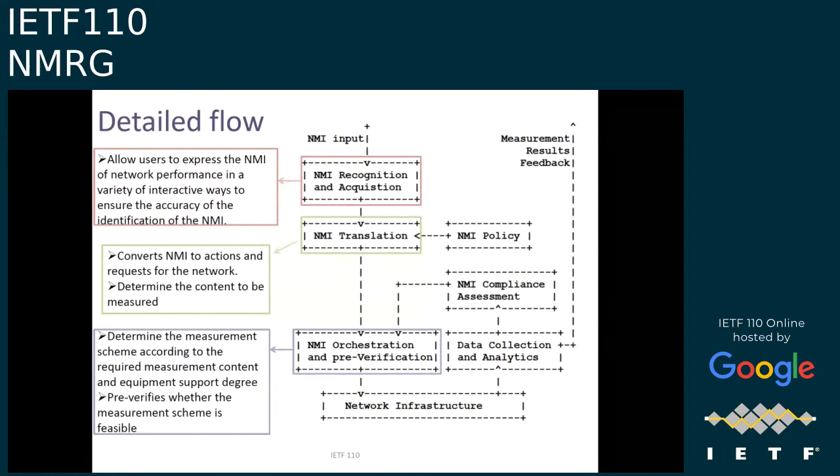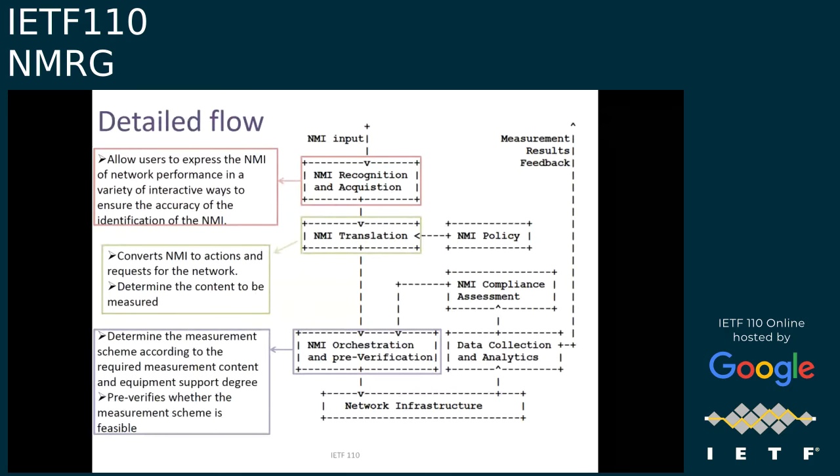The functions of each component are as follows. In NMI recognition and acquisition, NMI will be recognized by ingesting users' or network operators' measurement intent. They have the ability to identify the NMI of a certain network performance that users want to measure, such as delay, jitter, and so on. At the same time, they allow users to express the NMI of network performance in a variety of interactive ways to ensure the accuracy of the identification of the NMI.